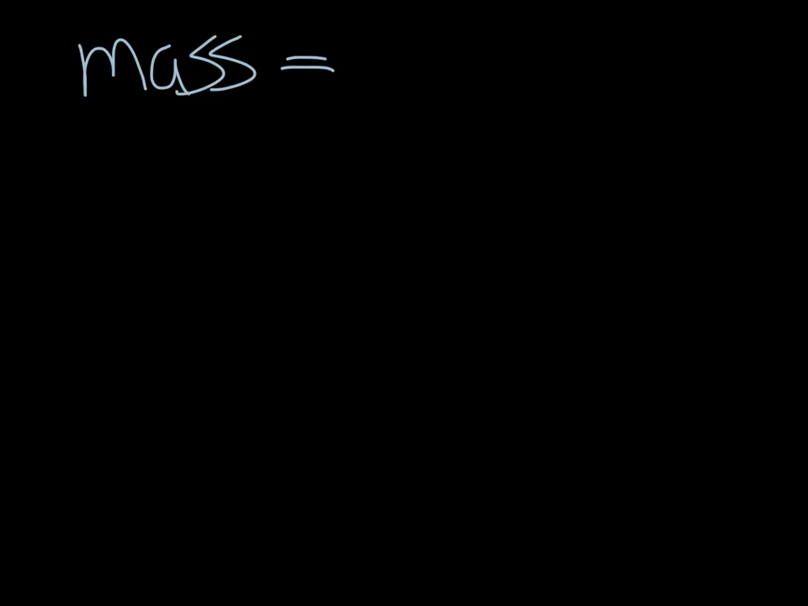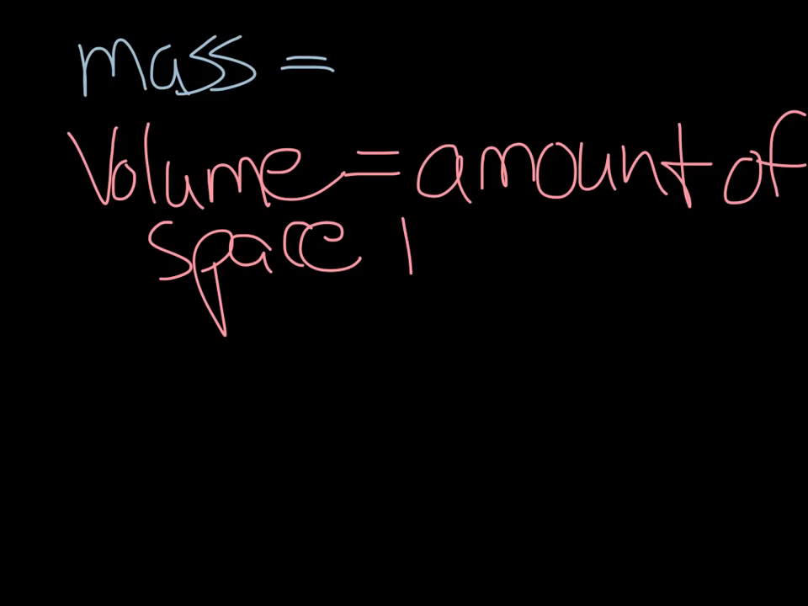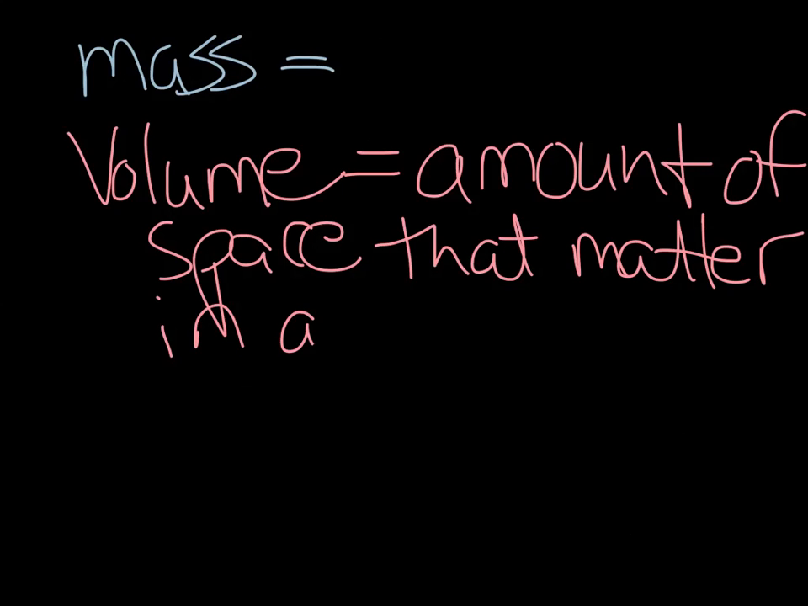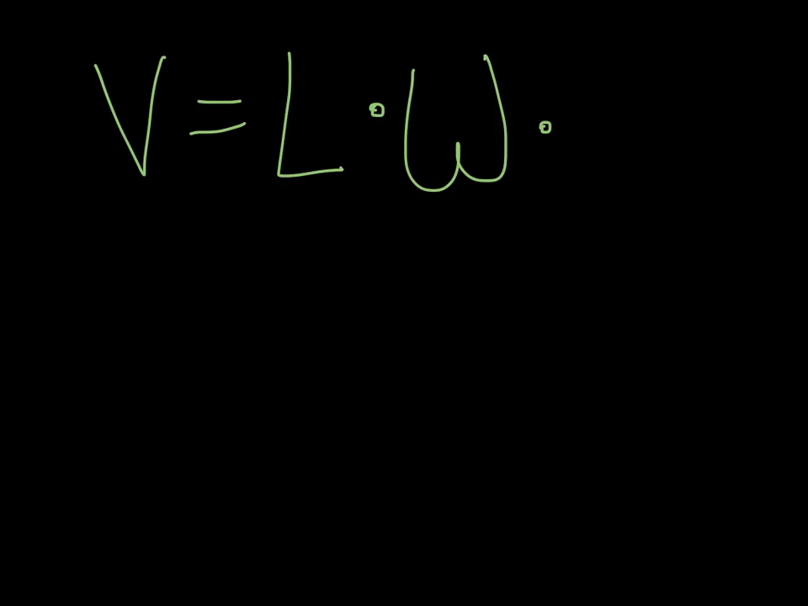Okay, so I said earlier that I wanted to talk about volume, so let's go back to volume, right? Now the volume equals the amount of space that matter in an object occupies. In order to find volume, you're going to use a specific formula. Volume equals length times width times height.